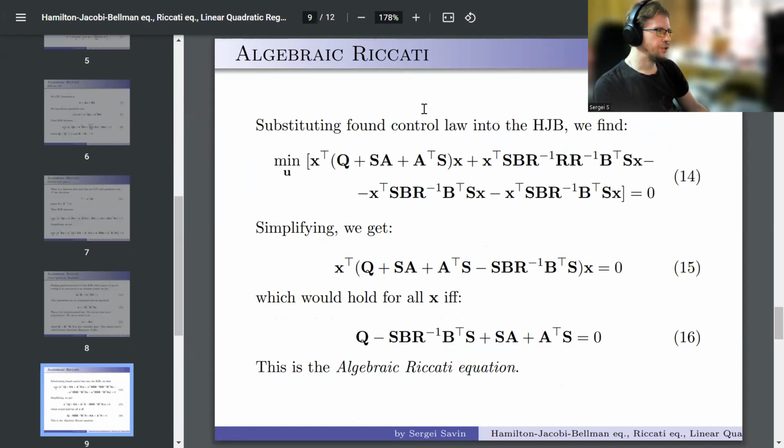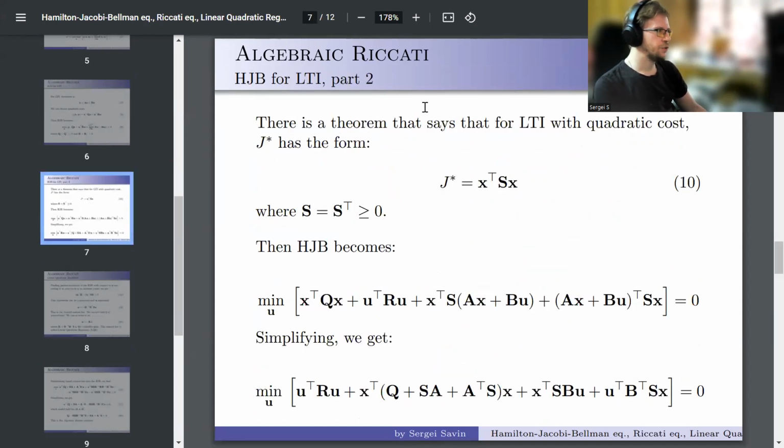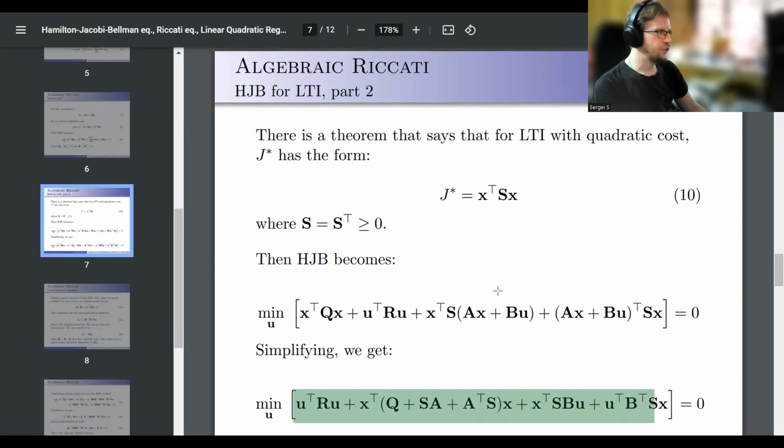Now, what we can do is go back to this equation and substitute the controllers that we found into here, here, here, and here. Okay? So we found the control law. Remember, it is minus R inverse B transpose CX.